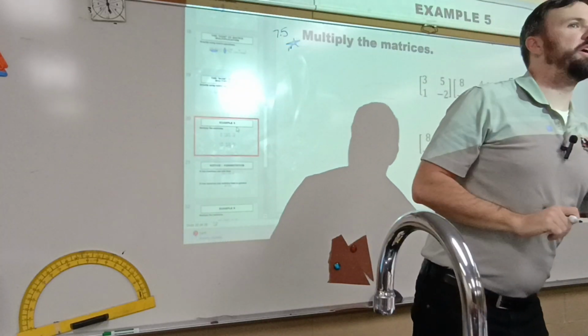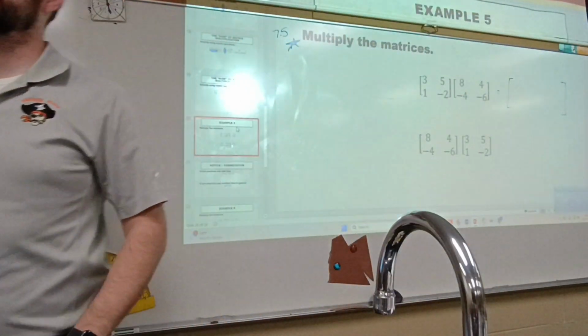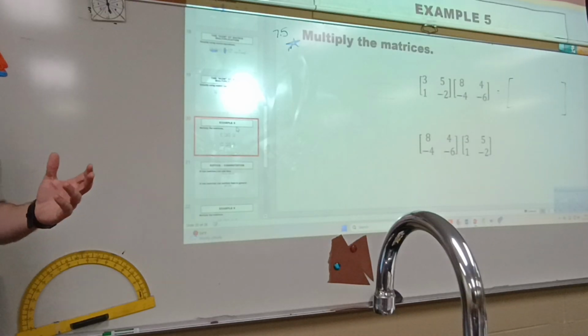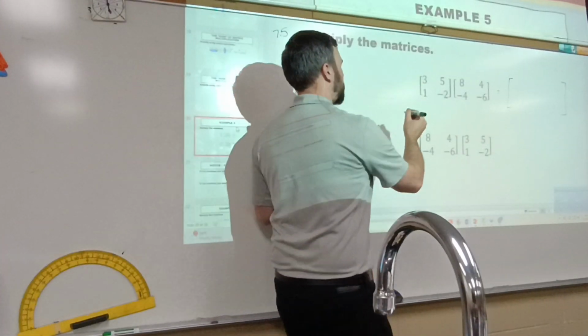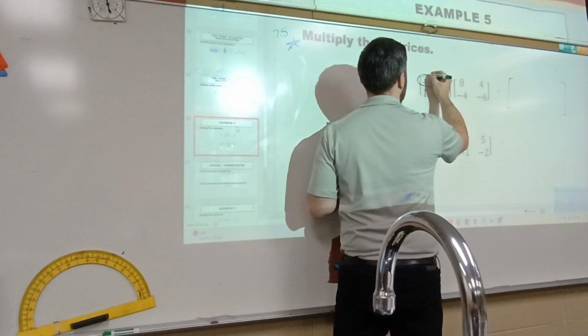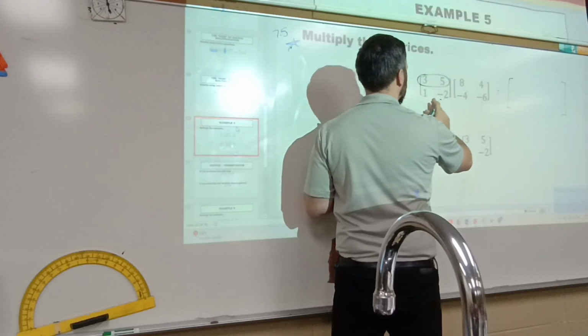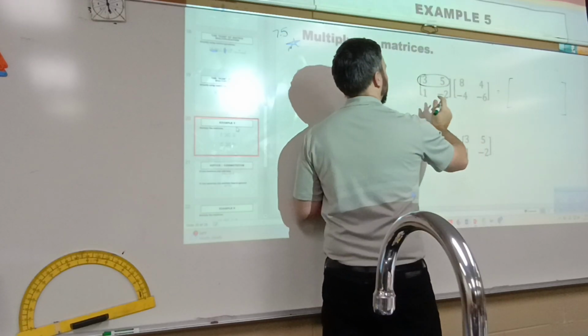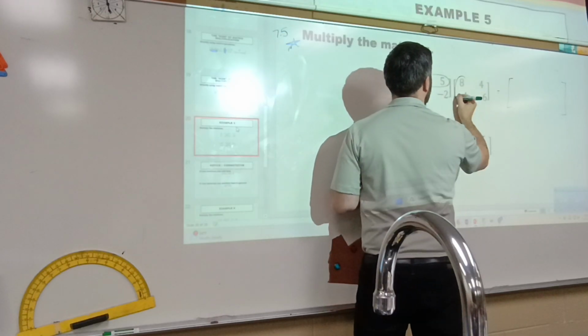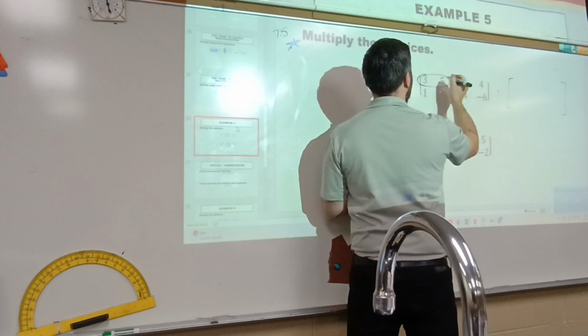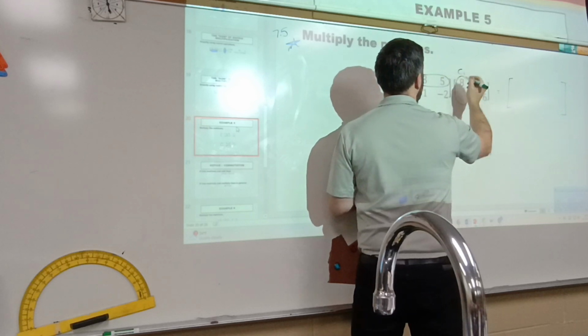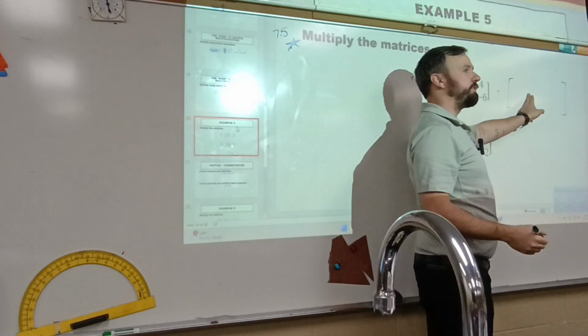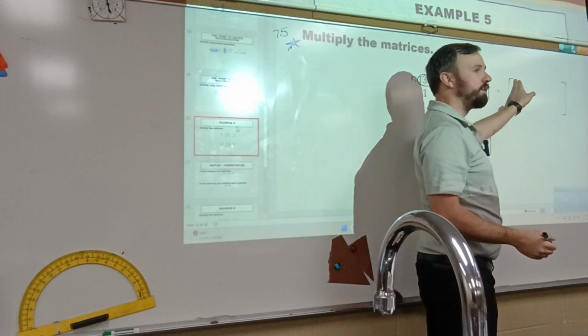So, on my first matrix, am I using the rows or the columns? What comes first? Rows. I'm going to use rows. Rows before columns. All right, so I'm going to do row 1 times column 1, right? What space will that give me? Row 1, column 1, right?